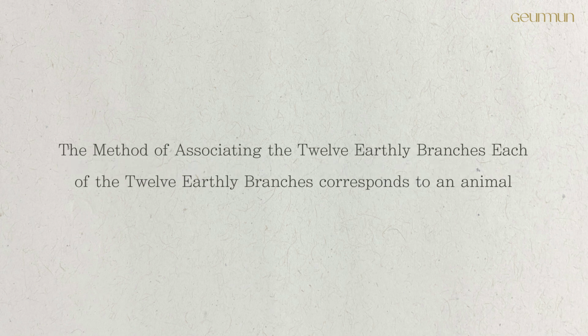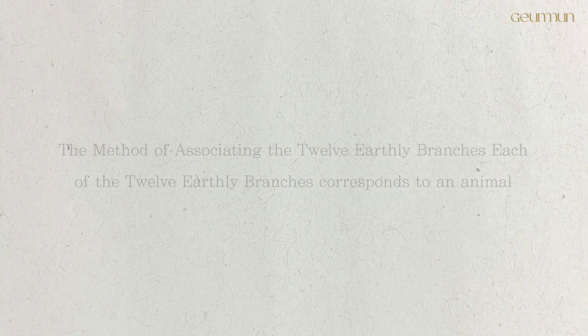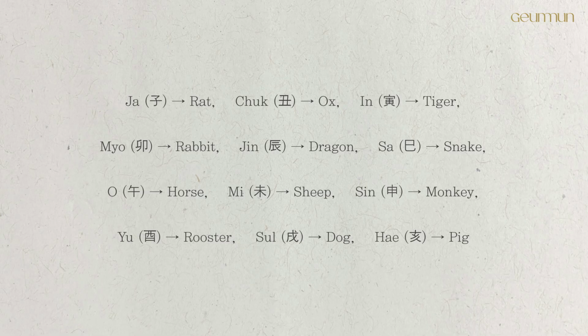Volume 1, Section 3-6. The method of associating the 12 earthly branches. Each of the 12 earthly branches corresponds to an animal. Za, rat. Chuk, ox. In, tiger. Mo, rabbit. Jin, dragon. Sa, snake. O, horse. Mi, sheep. Shin, monkey. Yu, rooster. Sul, dog. He, pig.